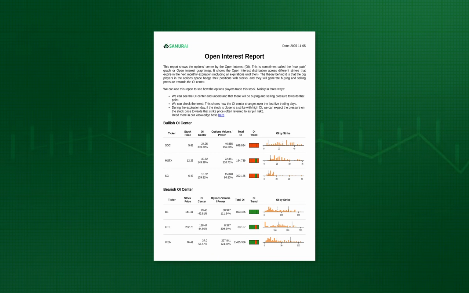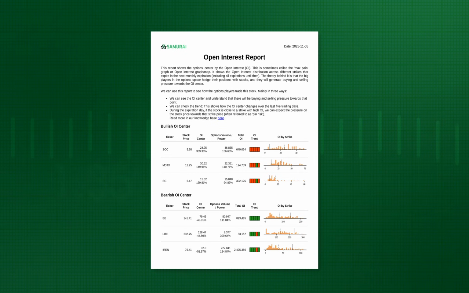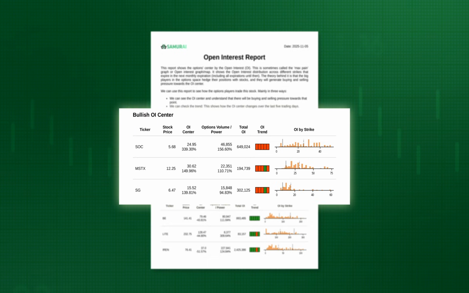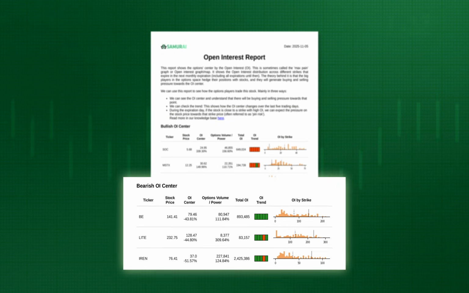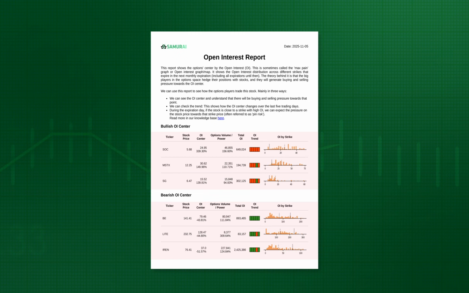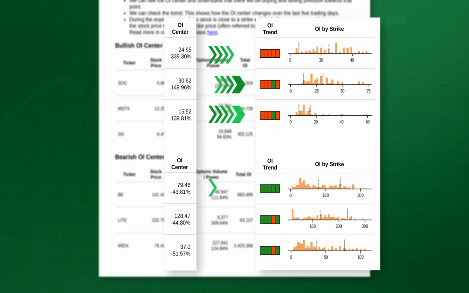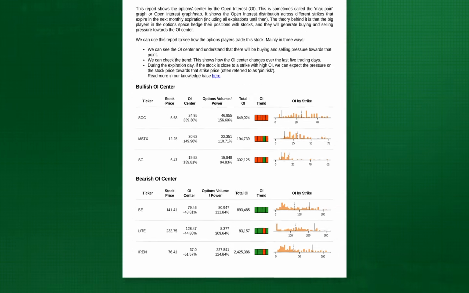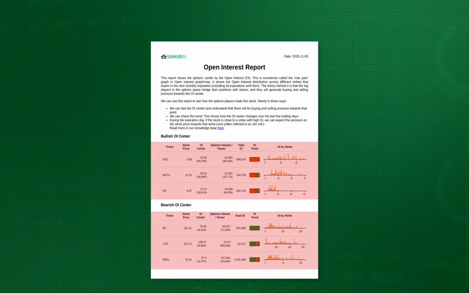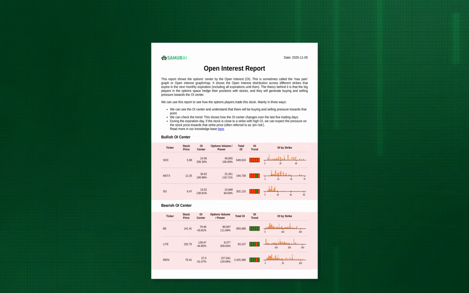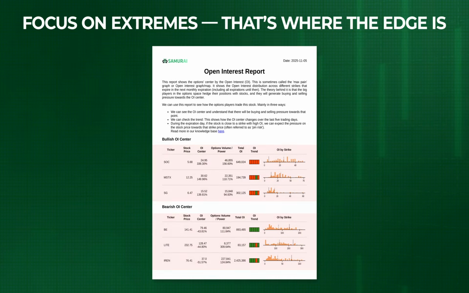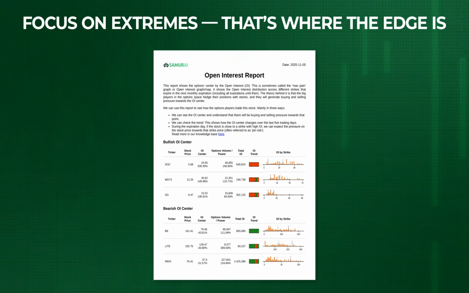This is our open interest report, the daily snapshot of where options traders are positioned across the market. On the first page, you'll see the top 3 bullish and top 3 bearish tickers, which are the most extreme positioning of the day. Below that, you can explore all the other stocks we track, so you can analyze the ones you're interested in. The idea is simple. The farther the open interest center is from the current price, the stronger the signal. That's where traders' positioning and stock price are most out of sync, and where movement is most likely to happen. You'll notice some noise from day to day, but the key is to focus on the extremes. Those are where the strongest signals live.